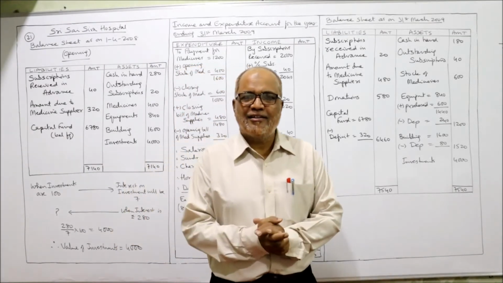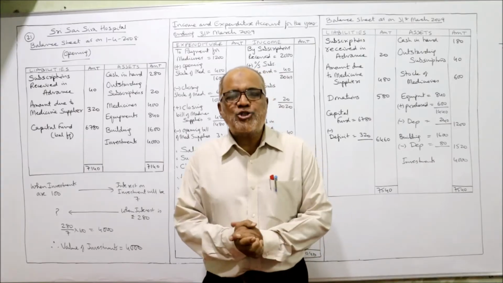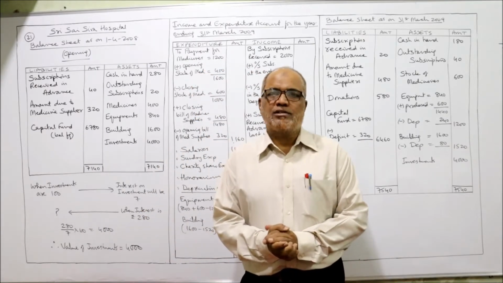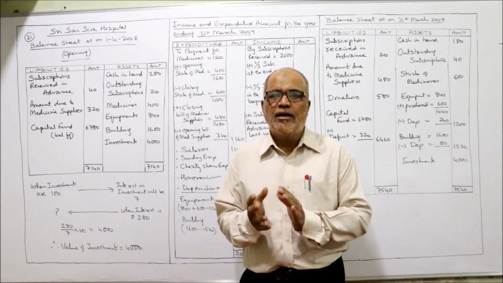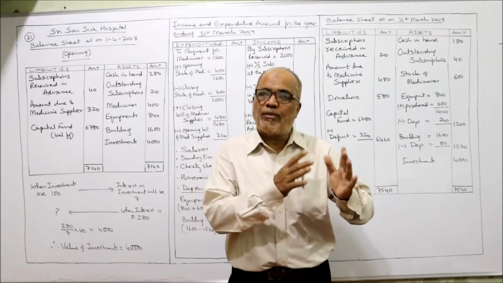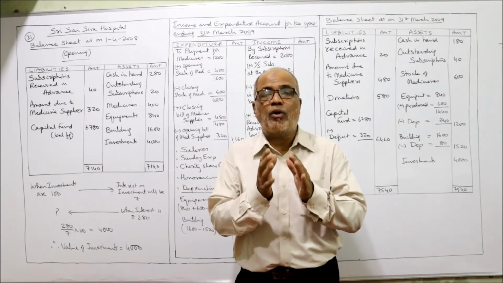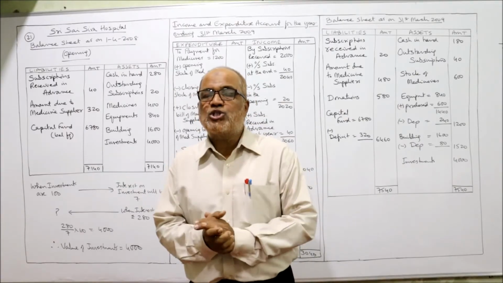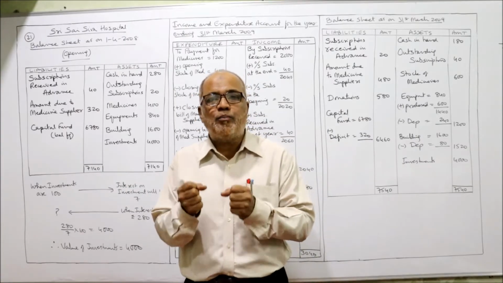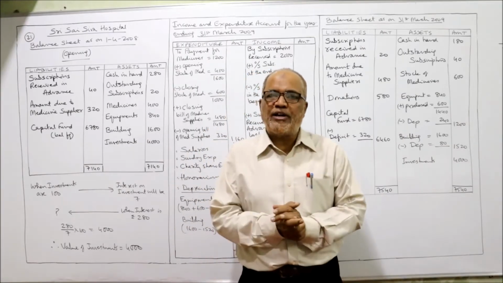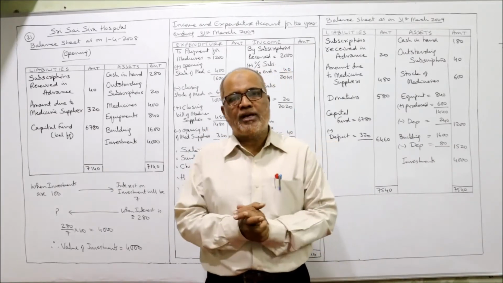Hashim Ali Khan here. Now I am going to start the next problem on accounts of non-profit organizations, problem number 21. So far I have completed 20 main problems, apart from short problems, on non-profit organizations. If you are continuously watching all the videos, you are now in a position to attempt the problem on income and expenditure account and balance sheet of a non-profit organization.